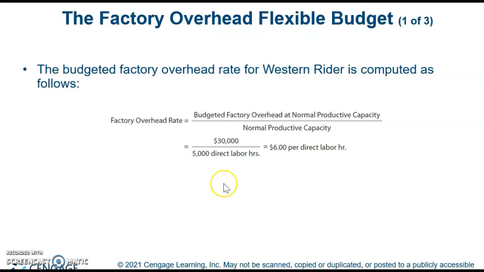So here's the formula that I was talking about. Earlier we had estimated overhead divided by estimated base. Now we've got budgeted factory overhead at normal capacity, which is 100%, divided by normal productive capacity, which is the $30,000 and 5,000 direct labor hours. And that's how we get our $6 per direct labor hour. So this is our budgeted rate, just like we did in our previous chapter, but in this chapter we're doing it for the budget.